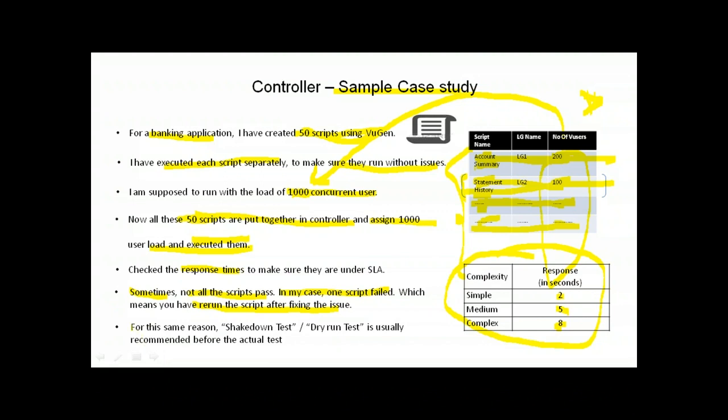For this same reason, people will do something called a shakedown test or a dry run test, and usually this is recommended before starting the actual test. If you have done manual testing, there is something called a smoke test or a sanity test, and this shakedown test or dry run test is more like that. If you run the actual load test and one script is failing, you have to stop it, fix the issue, and rerun the whole test again. You don't want to get into that issue, so you will do a test run before the actual test.